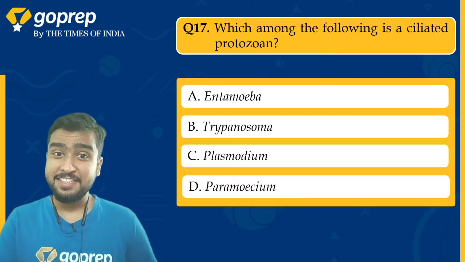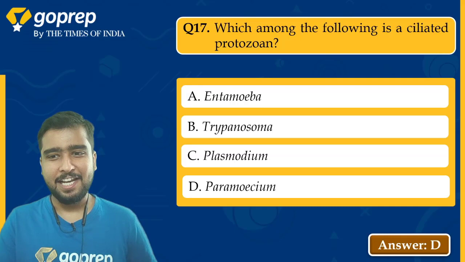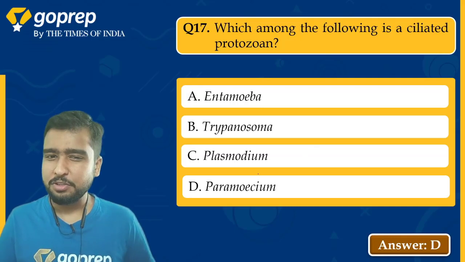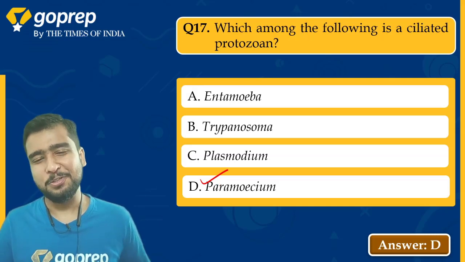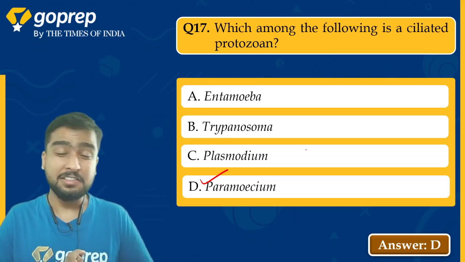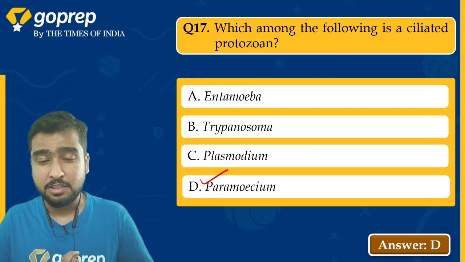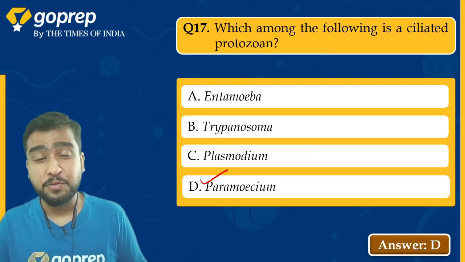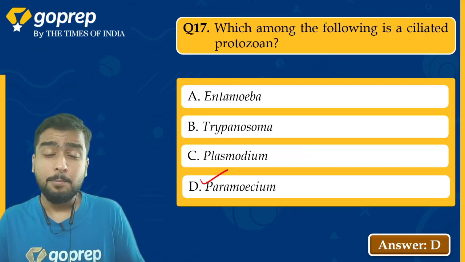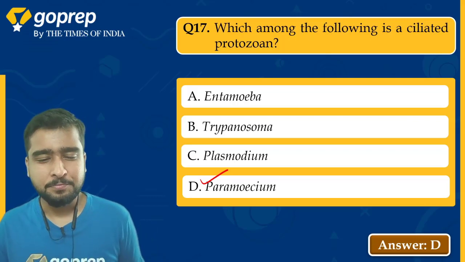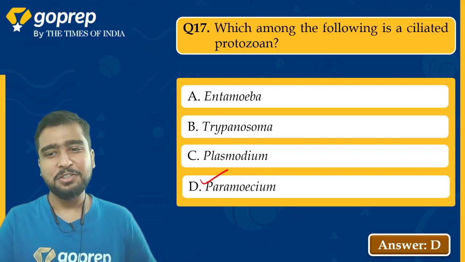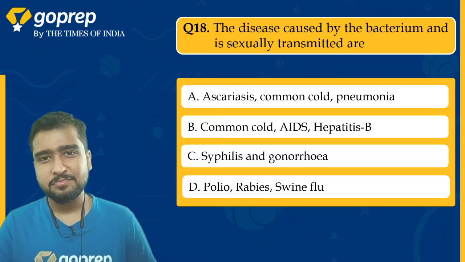Which among the following is a ciliated protozoan? Now, यहाँ पे थोड़ा fact based question हो गया, but come on guys, you have been studying paramecium since God knows when. So entamoeba is a protozoan type organism. It has got pseudopodia. Trypanosoma has got flagella. Plasmodium again hasn't got any organ, or sorry, a structure for locomotion. So the correct answer is paramecium.